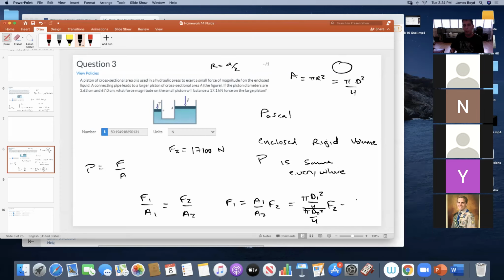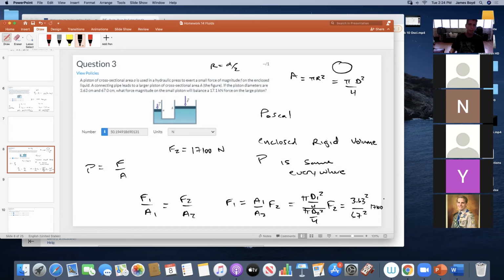So this is really 3.63 squared over 67 squared times 17,100. The reason why you can leave them in centimeters is you're dividing them. And as long as they have the same units, you don't have to turn it into meters if you don't want to. It's fine. That will give you about 50. What the answer is, I'm not going to run that.